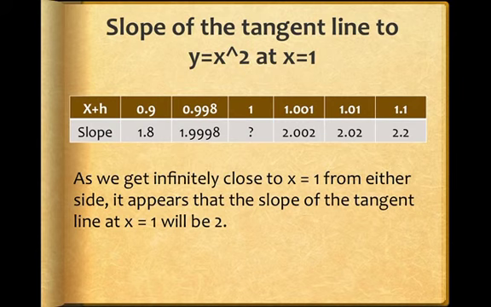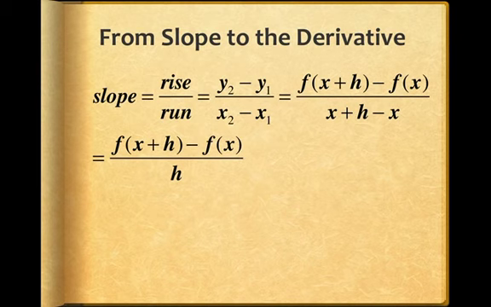But anyway, let's take a look more formally or more generally at what's going on. What we're doing is we're taking the slope. We're saying here's the old formula, the change in the y's over the change in the x's.